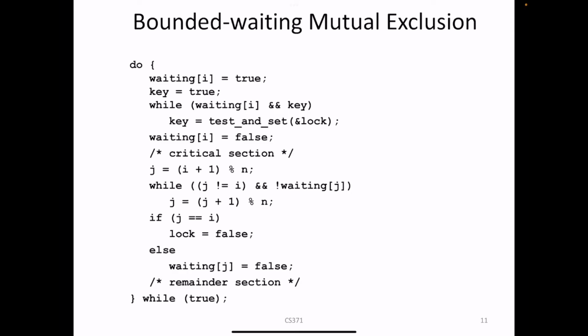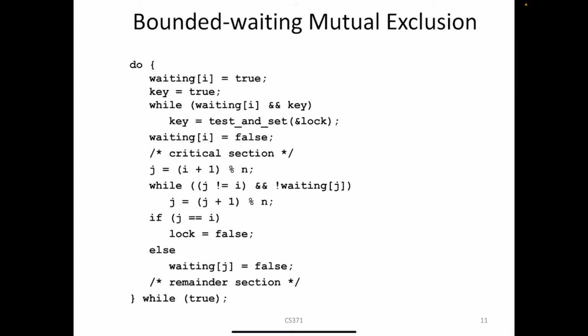To make the previous solution fulfill the bounded waiting requirement, we need to modify it. Remember, in the previous solution, after the process exits the critical section, it directly releases the lock so that other processes can grab the lock and access the critical section. However, the main idea of the modified solution is different from the previous one.